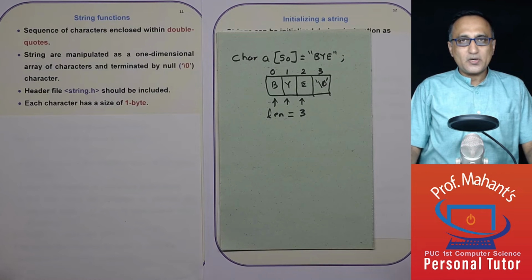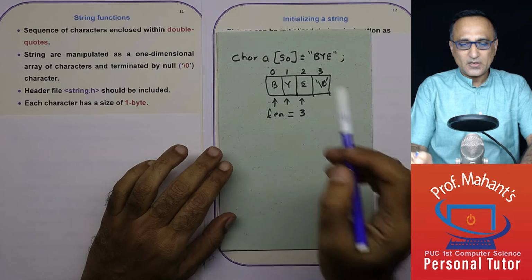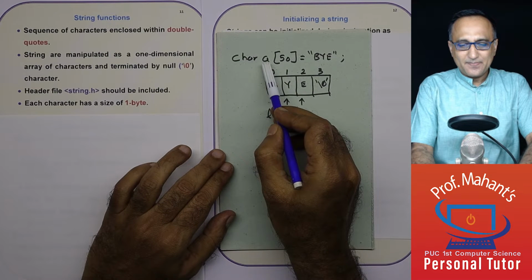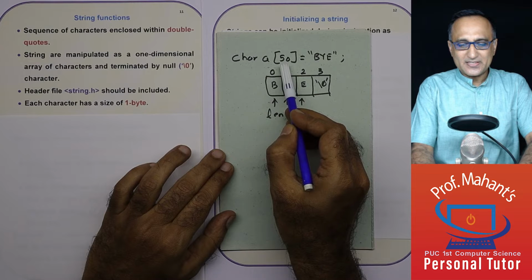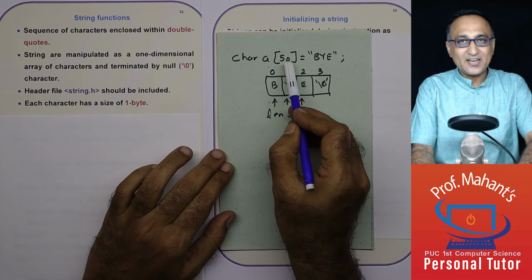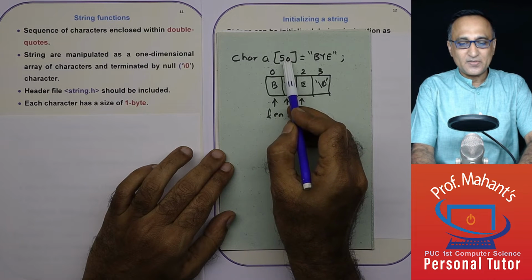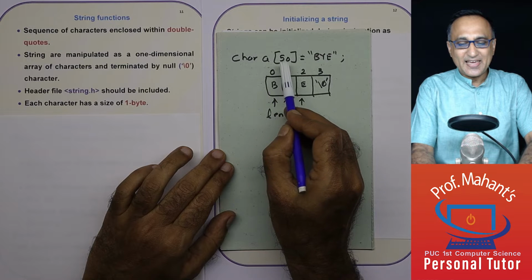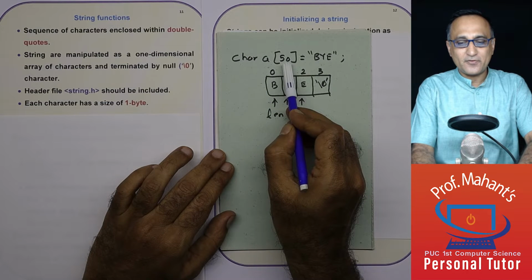We shall now talk about string functions. First, let's try to understand what a string is in simple words. Suppose I declare A as an array of characters which can hold a maximum of 49 characters because one space is reserved for the null or the terminating character. So I have declared A as an array of characters with a capacity of 50.